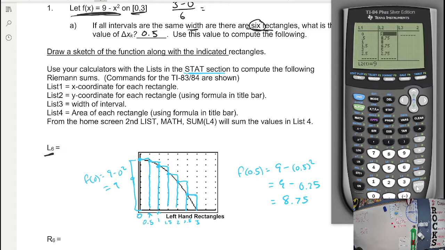Each one of these needs to be multiplied by our width. Right? Because they all have the same widths, don't they? What are the widths? So let's put those widths into L3. Can you guys do that with me? 0.5 and put it for all 6 of them. 0.5, 0.5, 0.5. Wait, for the third spot? Yep, for the third slot. 0.5? Yep, 0.5s. Why 0.5s? Because that's your width.